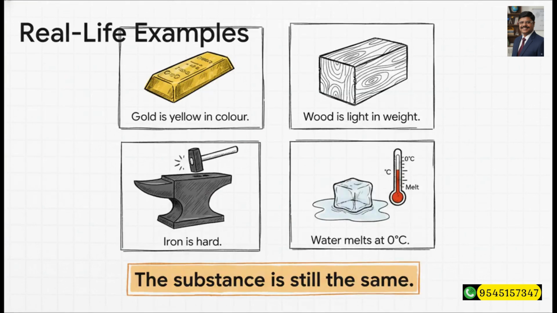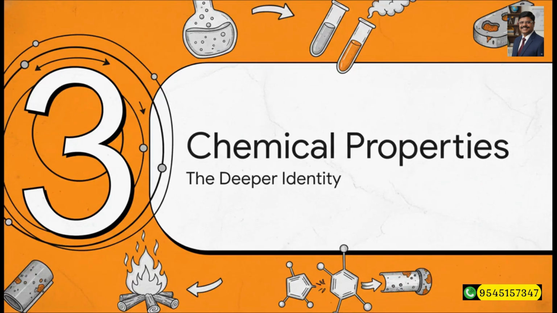Let's look at some real-life examples. We know that gold is yellow. That's a physical property. Wood is pretty light, another one. Iron is hard, and water melts into a liquid at 0 degrees Celsius. In every single one of these cases, the substance is still the same. Gold is still gold, wood is still wood, and H2O is still H2O. No new substance gets made. Okay, so we've got a handle on physical properties.